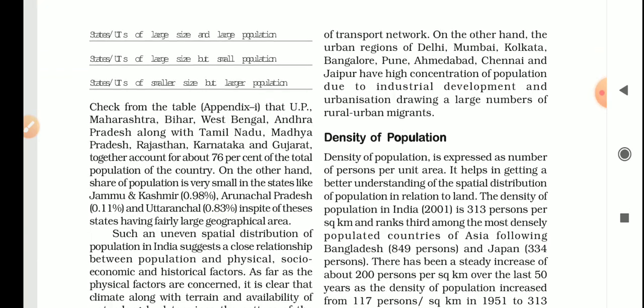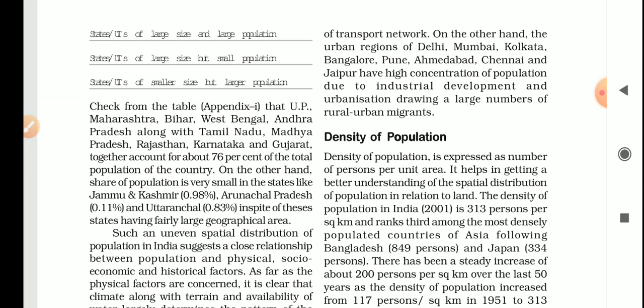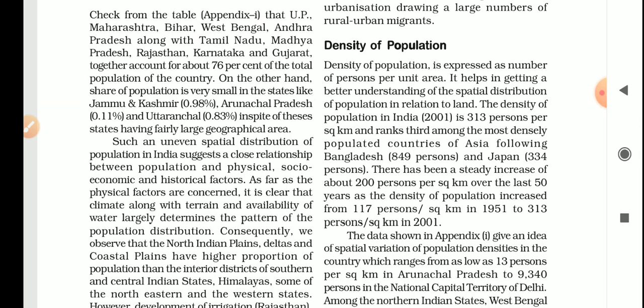Come here. States and UTs of large size and large population. This is the data given on the last page of the book, in the appendix. Check from table appendix 1 that UP, Maharashtra, Bihar, West Bengal, Andhra Pradesh along with Tamil Nadu, Madhya Pradesh, Rajasthan, Karnataka, Gujarat together account for 76% of the total population of the country. It means these states contribute 76% of the total population.